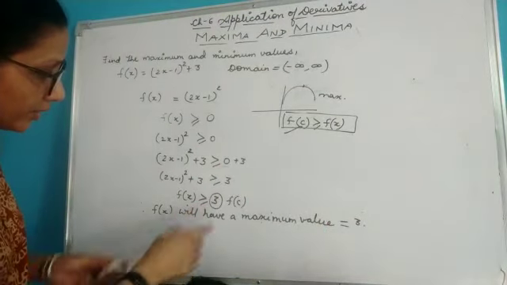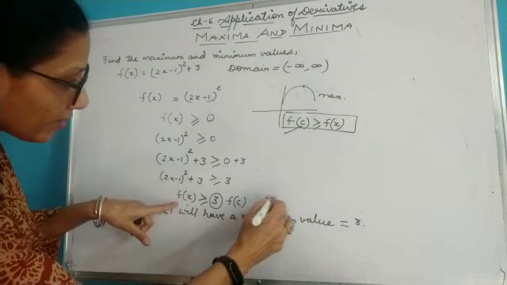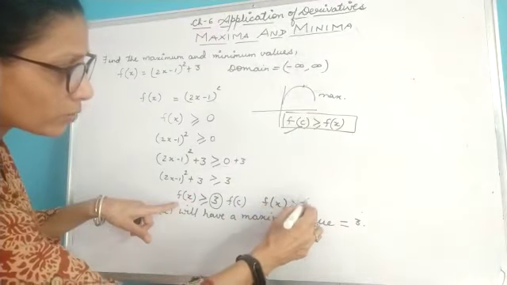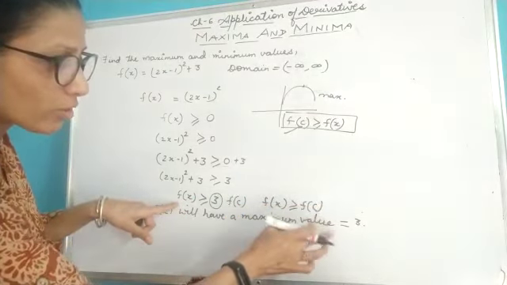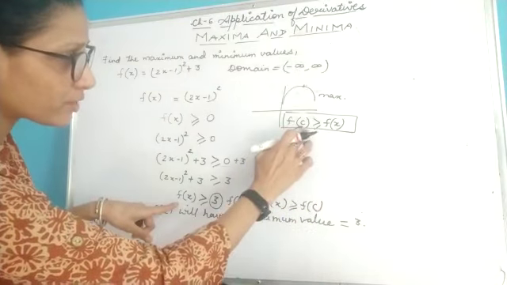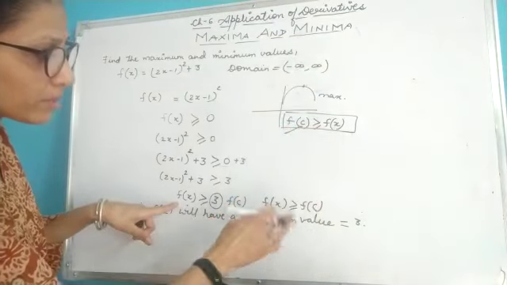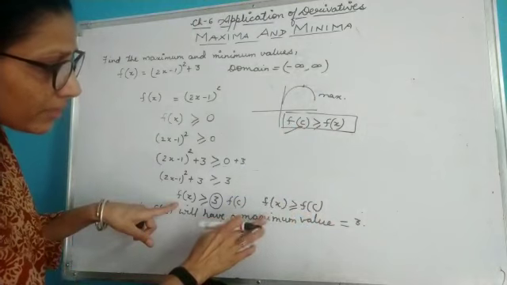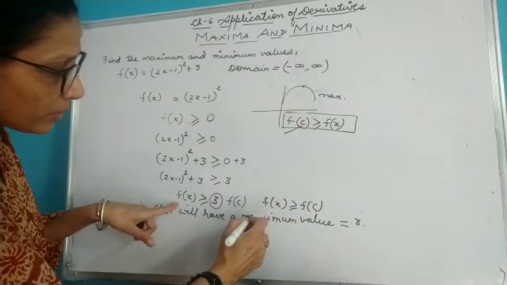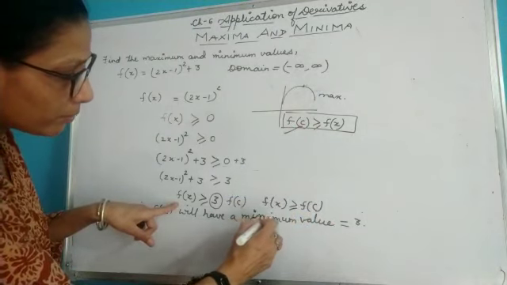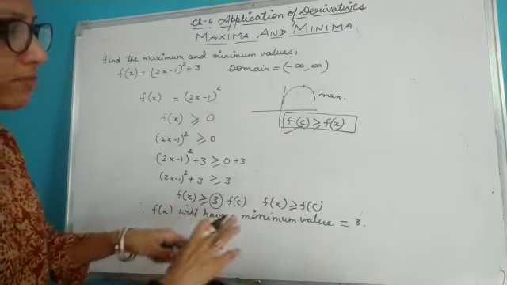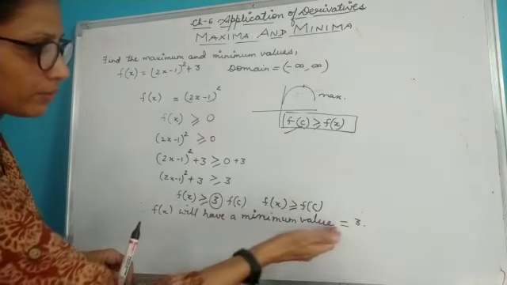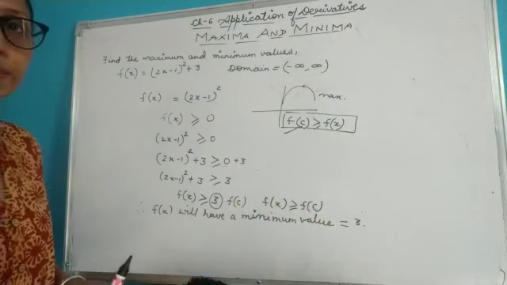I'm sorry children, here we are getting f(x) is greater than or equal to f(c), which is the condition of minimum value. If f(c) is greater, then we will have a maximum. If f(c) is less, then we will have a minimum value. So make it a minimum value. So f(x) will have a minimum value of 3.